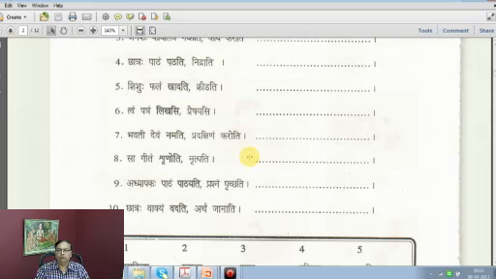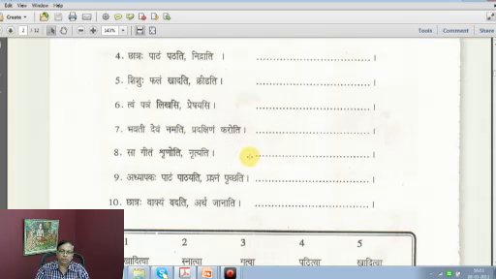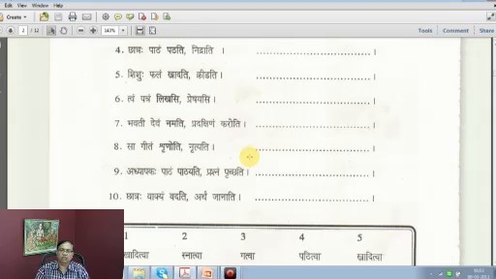Eighth one, Sa Gitam Shrunoti Nrutyati. So Sa, you know by now, she listens to music and dances. That is the meaning. Sa Gitam Shrutva. Shrutva, having listened to the music, Nrutyati, she dances. She dances after listening to the music. So Nrutva comes here, Shrutva comes here after Shrunoti, and Nrutyati stands same.